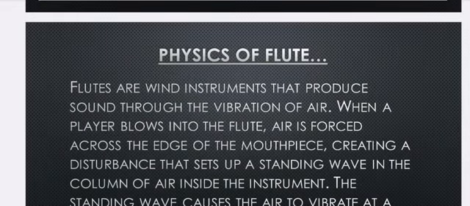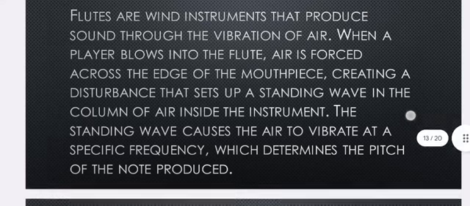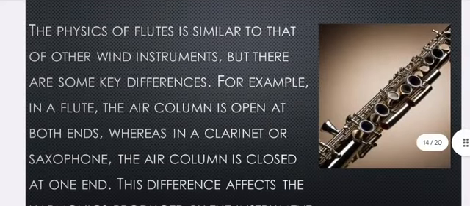Physics of flute. Flutes are wind instruments that produce sound through the vibration of air. When a player blows into the flute, air is forced across the edge of the mouthpiece, creating a disturbance that sets up a standing wave in the column of air inside the instrument. The standing wave causes the air to vibrate at a specific frequency, which determines the pitch of the note produced.